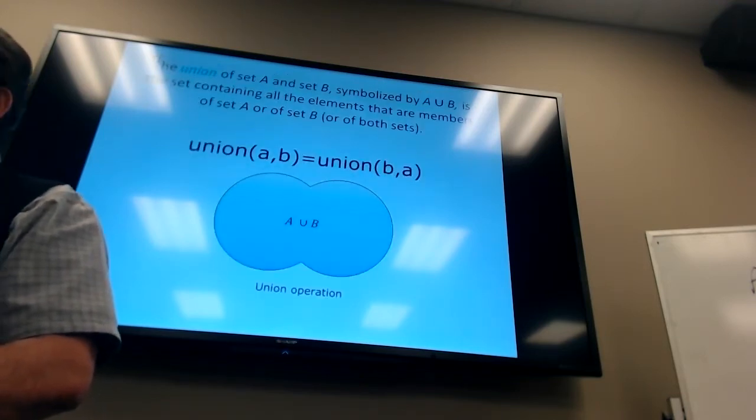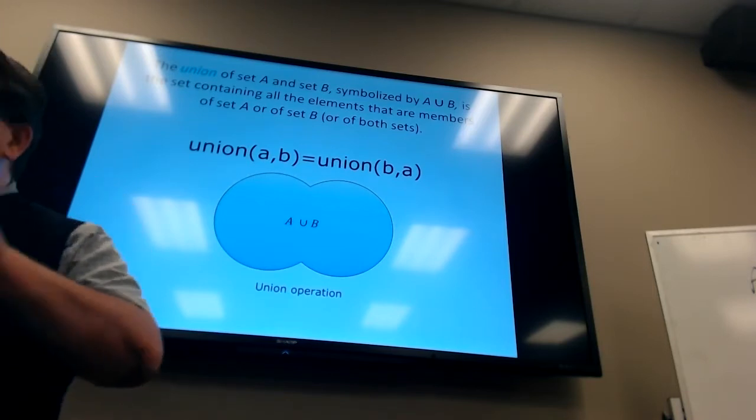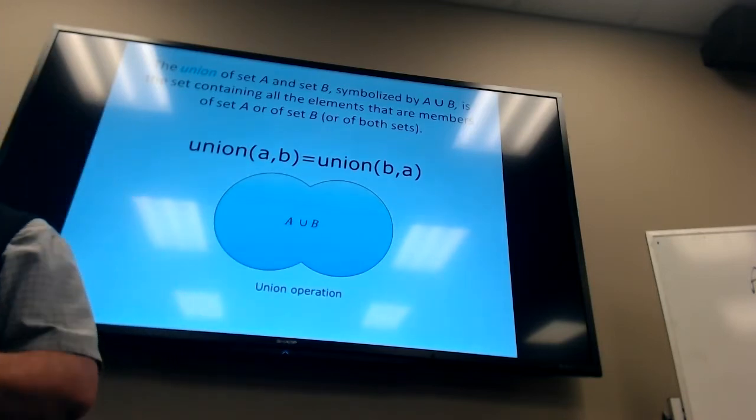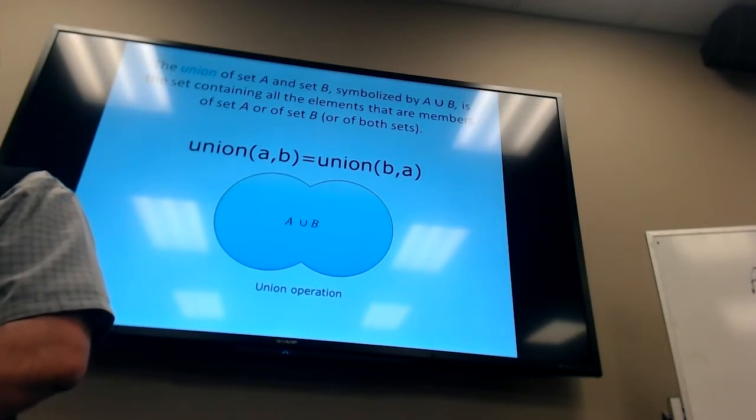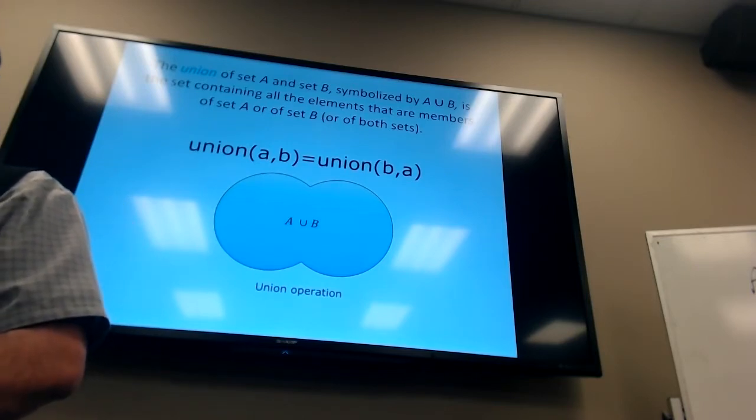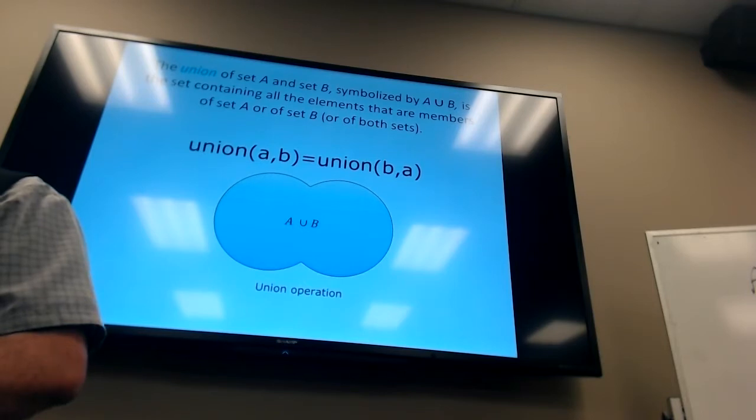The union of sets A and B is symbolized again by the symbol U, as you can see in your PowerPoint. It is a set containing all the elements that are members of set A or of set B or both sets. So you have the union of A and B is equal to the union of B and A.